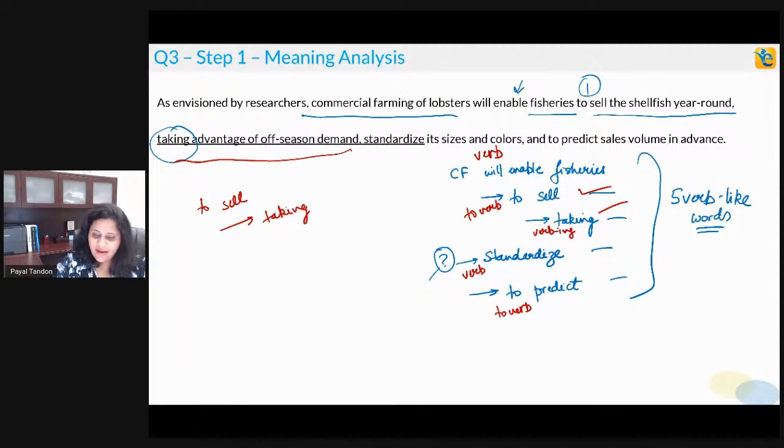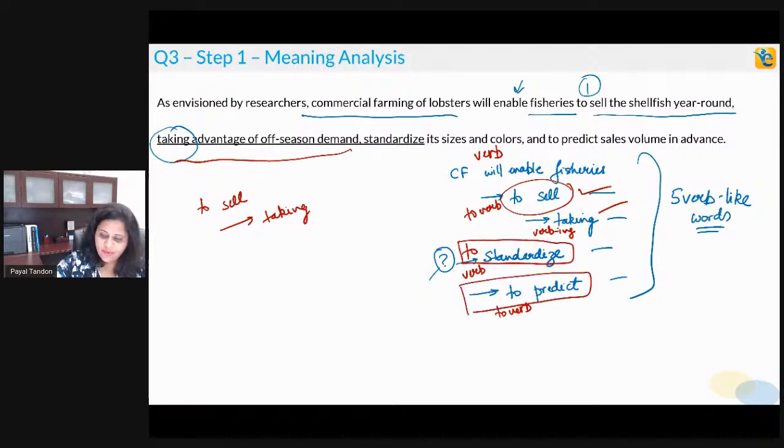Now, standardize its sizes and colors. Has that got anything to do with taking advantage of off-season demand? No. Has it got anything to do with to sell? No. Essentially, the commercial farming will enable fisheries to standardize. So over here, this should be to standardize and to predict. Essentially will enable to sell, will enable to standardize, will enable to predict. These are three different things that the commercial farming will enable fisheries to do. That is the intended meaning of the sentence.